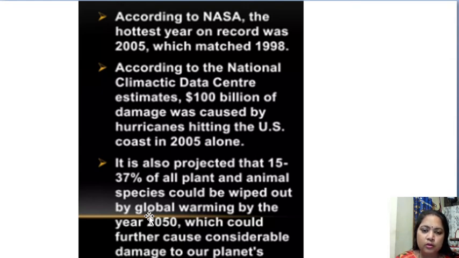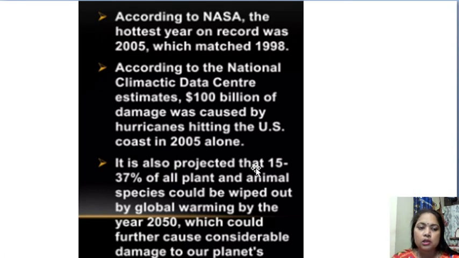Okay. For example, you have heard that once upon a time on the earth's surface there was a dinosaur-like animal, isn't it? A very big dinosaur, and due to climate change it could not adapt itself on the earth's surface and it became extinct. Okay. Similarly, if this condition of global warming continues, then what will happen? It is estimated that 15 to 37% of all plant and animal species could become extinct or be wiped out by global warming by the year 2050, which could further cause considerable damage to our planet.